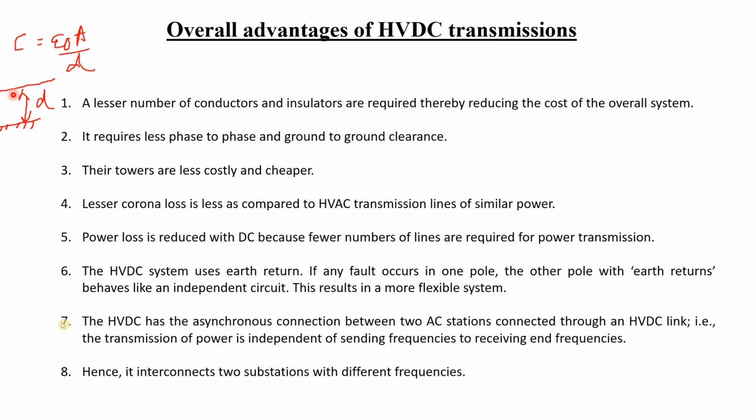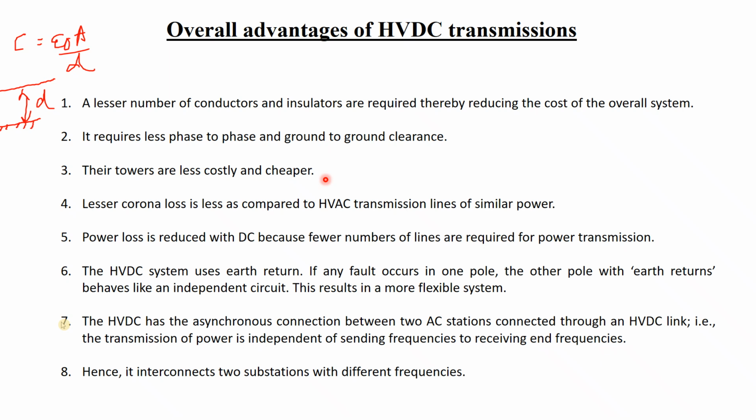Okay, there is not significant capacitance effect, and also since you are using two conductors, the importance of, or the problem of, clearance also reduces. Now the HVDC towers are less costly and cheaper. Why? Because we are using less steel or material, because we are using only two conductors.